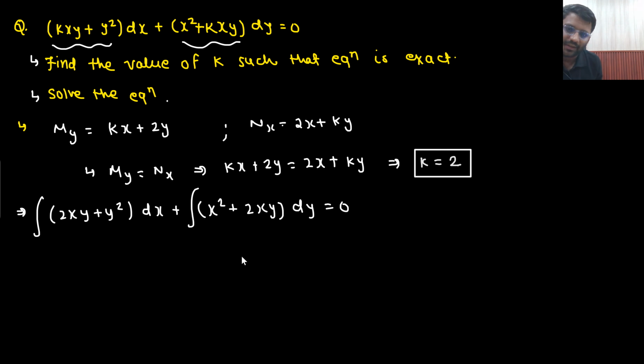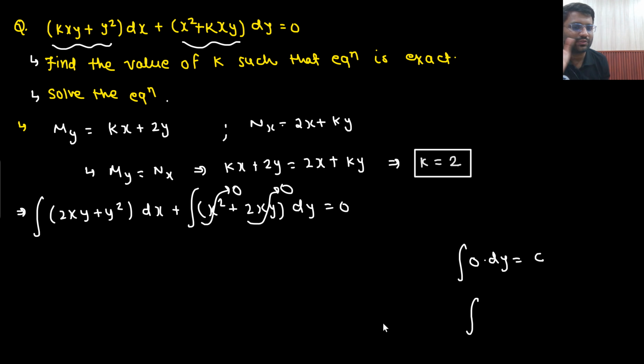Integrate here, integrate here. Whichever term is related with x, put that to 0. So it completely becomes 0. What is 0 dy? That will be nothing but a constant value. Whenever you integrate 0, integration of 0 is constant.